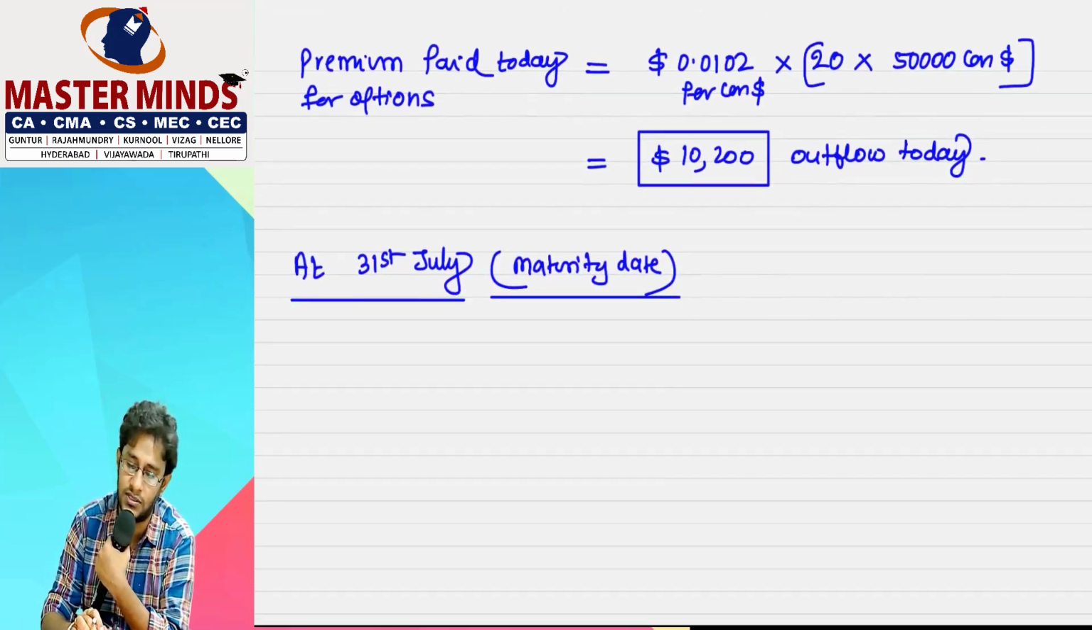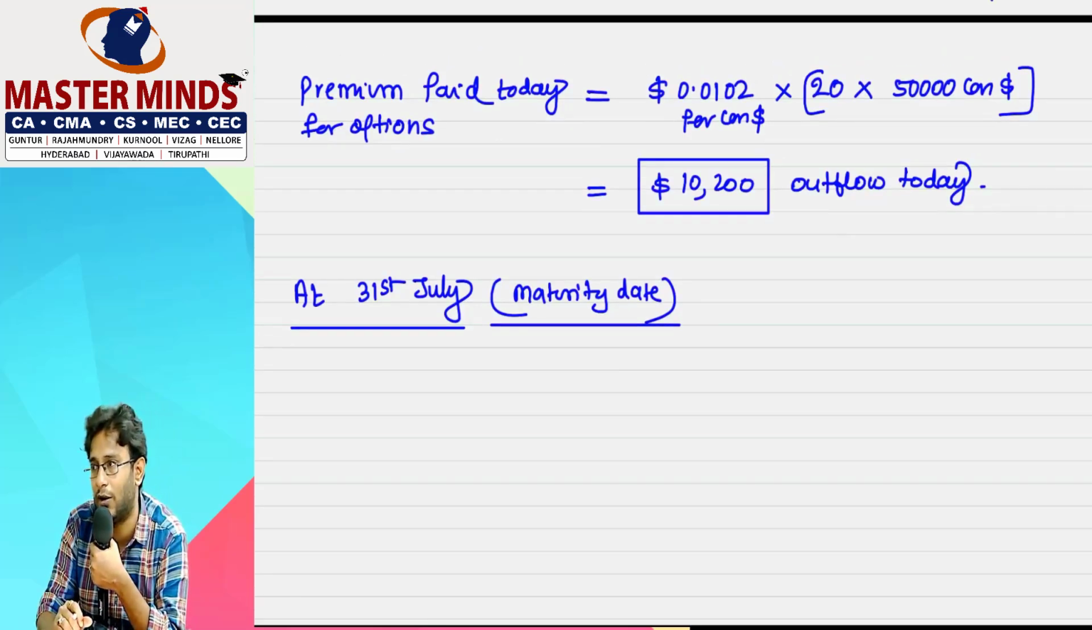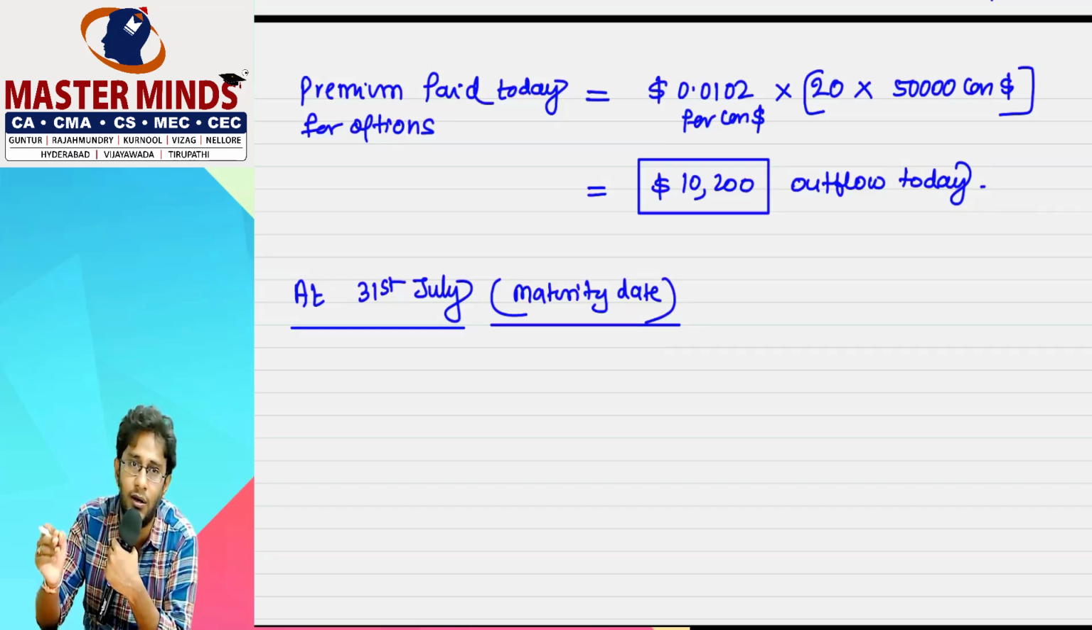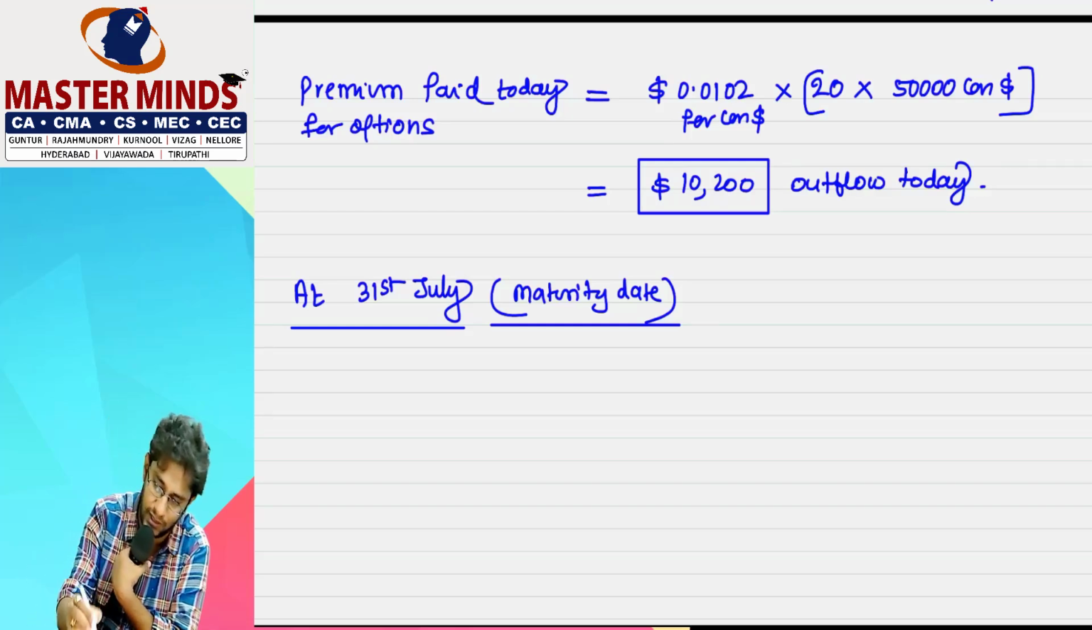But here one more twist is there. What is that? Put option you have taken only for 10 lakh CAN dollars. Another 10,000 is there. That you have to literally buy in the open market without any protection from call option. So first we'll handle that.